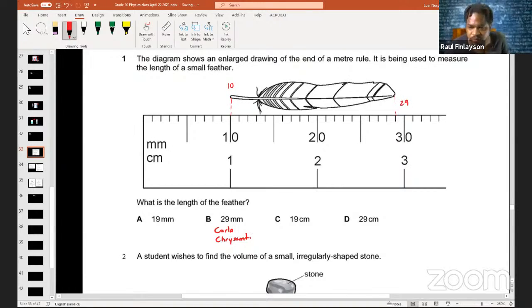All right. So because it starts at 10 and ends at 29, you select B as the answer. It starts at 10 and ends at 29. It's interesting. So you're saying that the distance from 10 to 29 is 29.